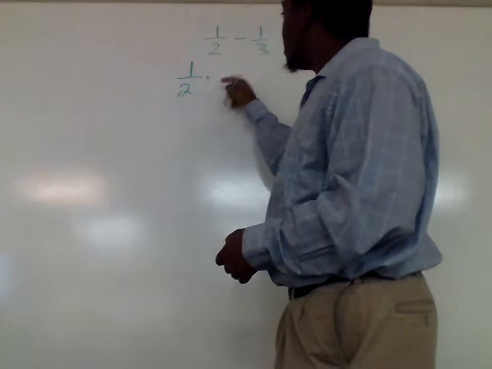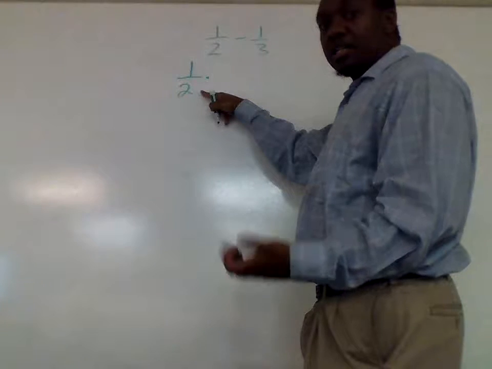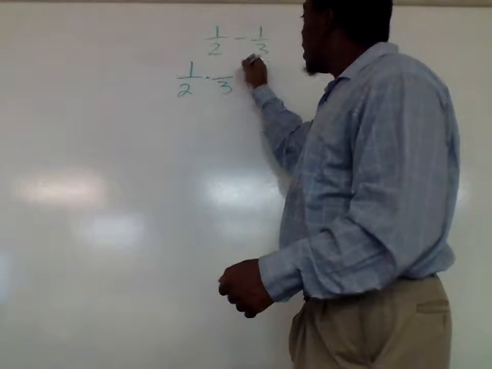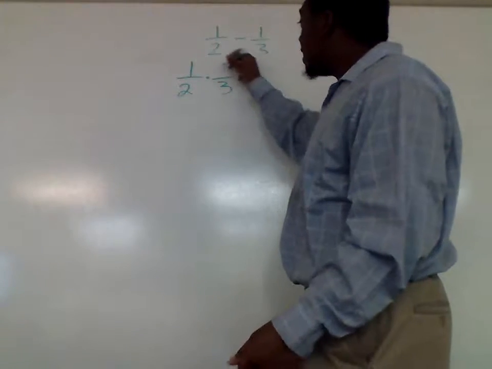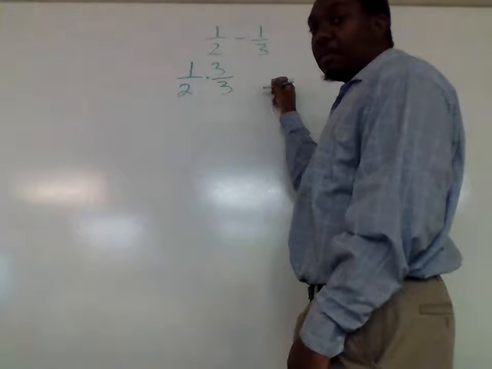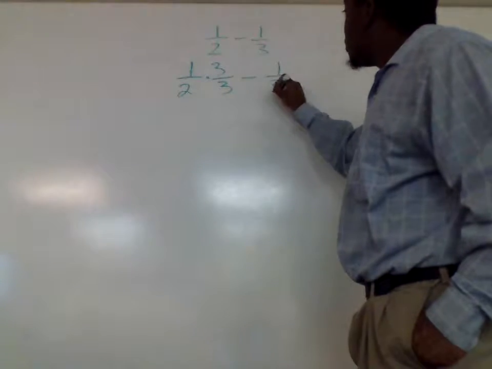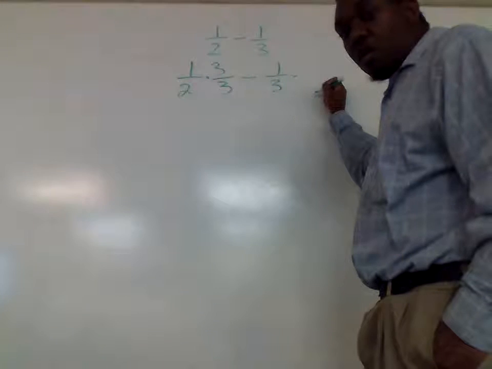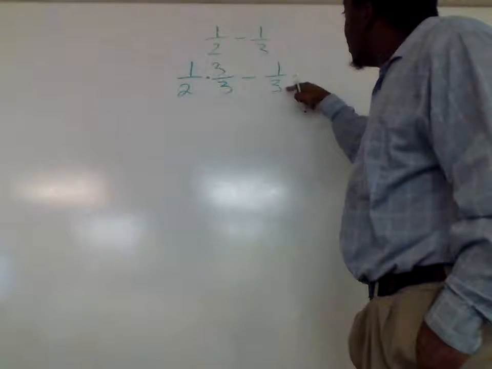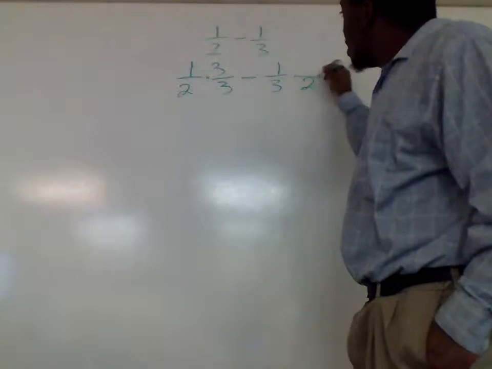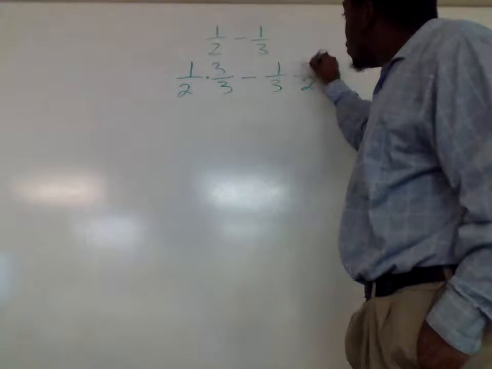So I need to change the denominator to 6. 2 times what will give me 6? 3. And what I multiply the denominator by, I need to multiply the numerator by. Go over here. We're going to do the same thing with 1/3. And so we have 1/3. In order to change 3 to a 6, I need to multiply by 2. And what I do to the denominator, I do to the numerator as well.